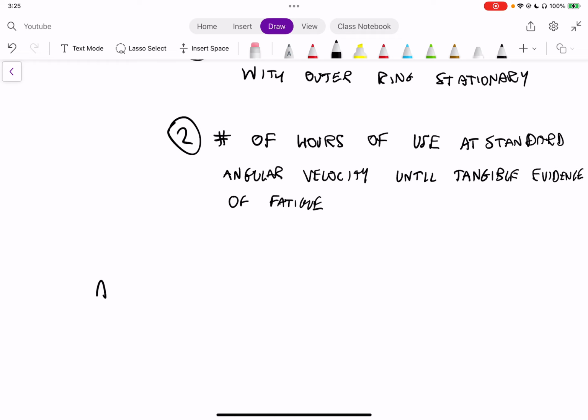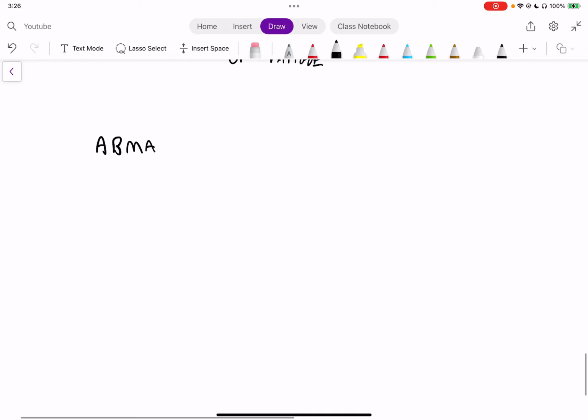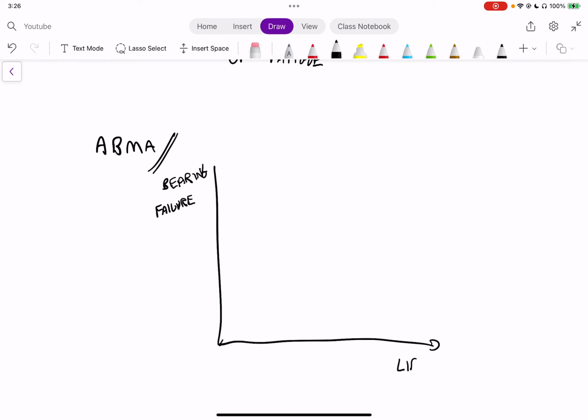So the ABMA, the American Bearing Manufacturers Association, so not AGMA, but ABMA with a B, defines what bearing life means. So we can say that what ABMA does is it looks at doing one of these two experiments. It's going to look at bearing failure versus the life of the bearing, or bearing life.